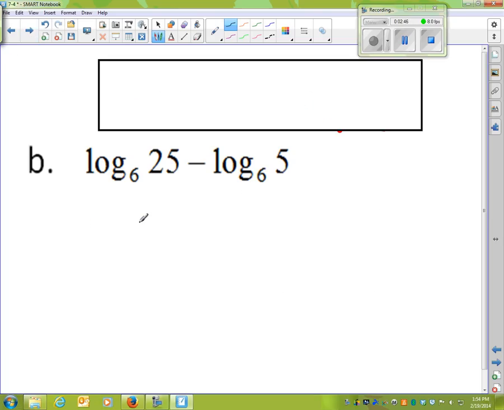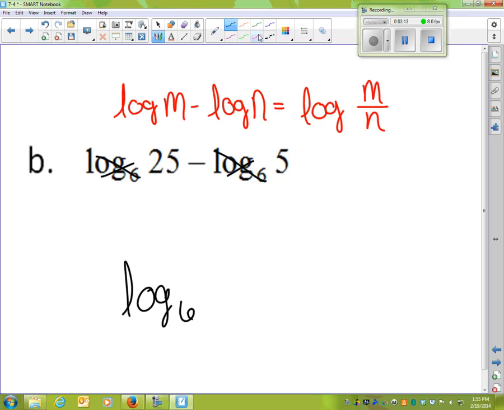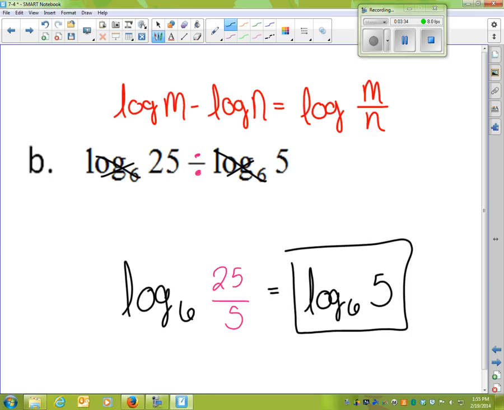On letter B, log base 6 of 25 minus log base 6 of 5. I see the subtraction sign, so I'm going to use my quotient property. If I have subtracting two logarithms, I can rewrite it as a single logarithm using division. So I'm going to write my log base of 6. I've used that logarithm, so I'm going to cross them off. I then change my subtraction into a division problem, and I get 25 divided by 5. My final answer would be log base 6 of 5. If you can divide, you should. Anytime you can simplify, do it.